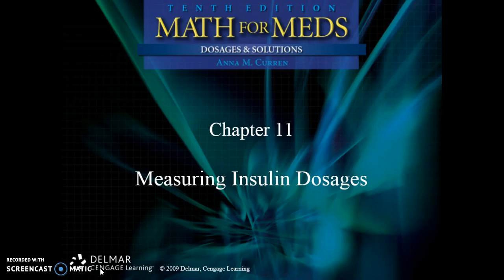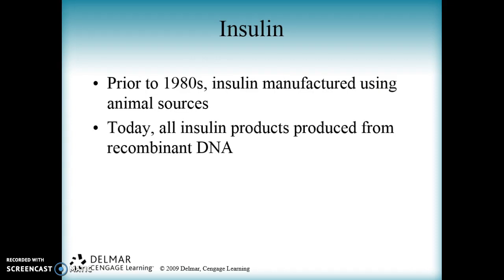But for this week, let's just look at some of the highlights about Chapter 11. This chapter is all about insulin and how to measure insulin dosages. Before the 1980s, insulin was manufactured using animal sources, specifically pork. But nowadays, all of the insulin out there is produced from what we call recombinant DNA, which just means we're making it in a lab. So it's not coming directly from an animal source, but it used to.